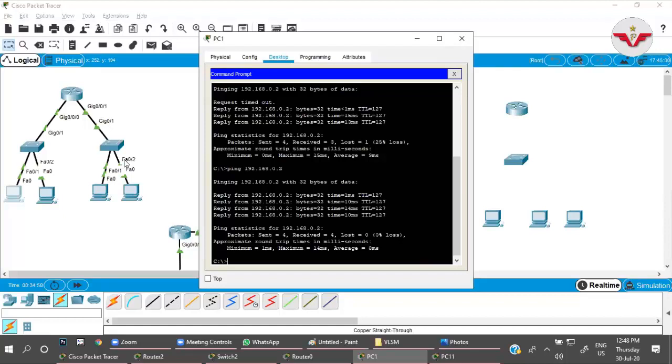So the first time, the switch will broadcast to everyone that I want the MAC address of this particular IP address. Everyone will reply that my MAC address is this, my MAC address is this. So the switch will create the CAM table in its memory, and from the second time, whenever any packets come to look for that particular PC, it will immediately send the packet to that PC. That is why for the first time it takes time.